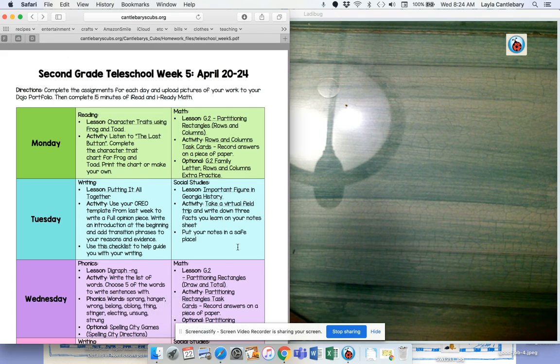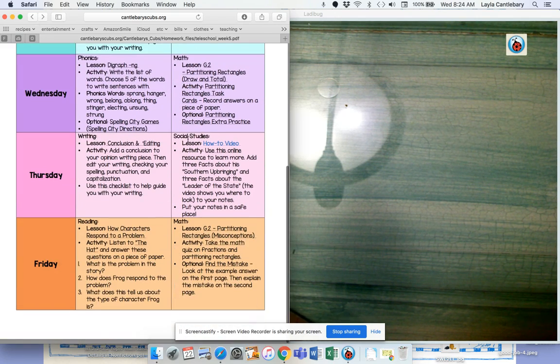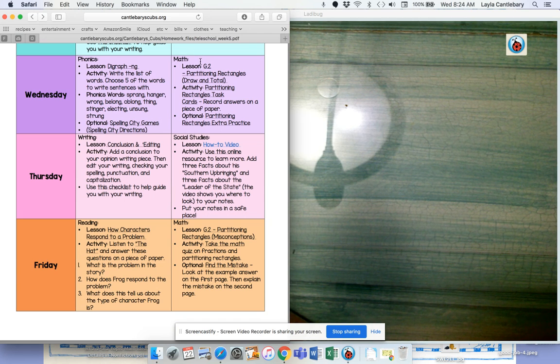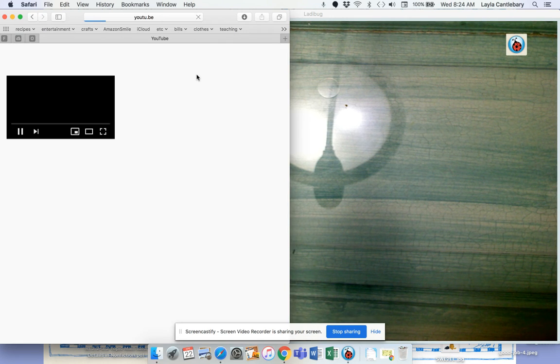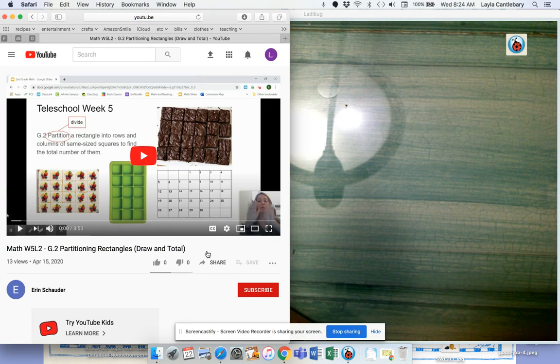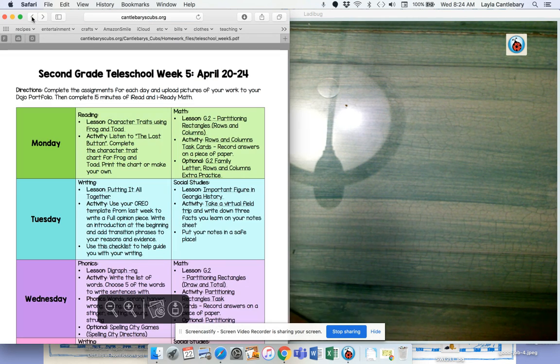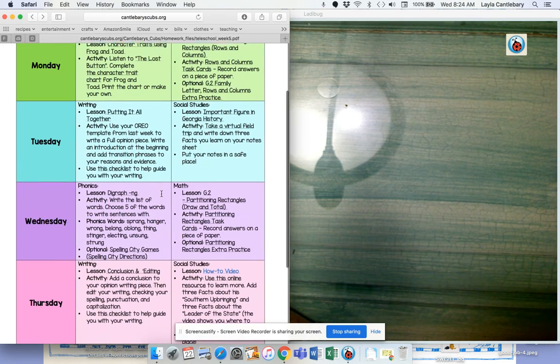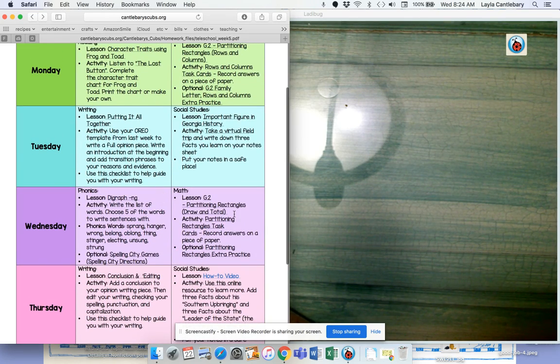All right. So here we go in math. Your math lesson, if you're in 2nd grade math, is this lesson right here, partitioning rectangles. I'm just going to click on that, and it's going to take you here to Ms. Schauder's video about partitioning rectangles, which you guys are going to continue to do. This is about the draw and total side of that, so you doing it. And that can be a little tricky, I'll be honest. But I believe you can do it.